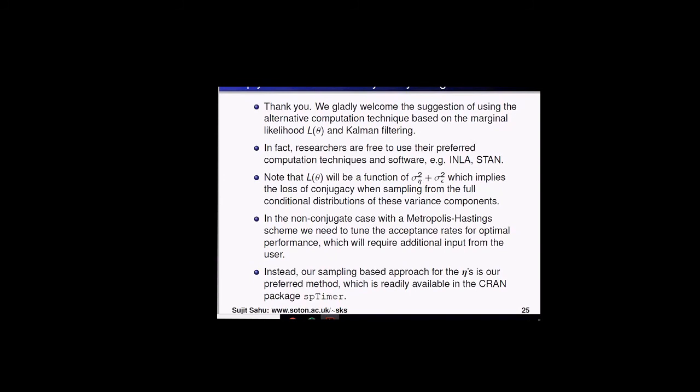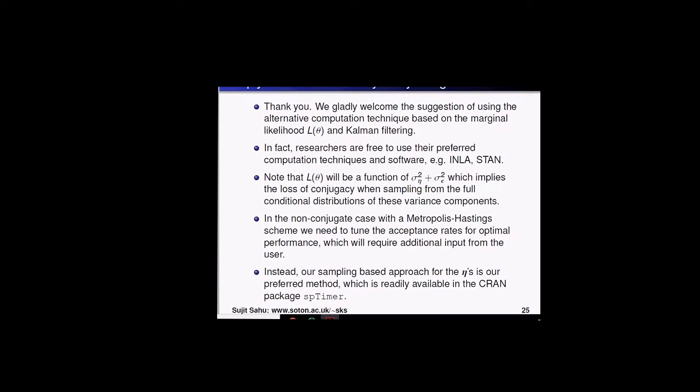I just prepared one slide to reply to the discussion by Jonty. We gladly welcome the suggestion of using the alternative computation technique based on the marginal likelihood, L(theta), and Kalman filtering. And I must say that the software package spBayes does that. It works on the marginal likelihood. In fact, researchers are free to use their preferred computation techniques, and I'm sure there will be people attempting this.